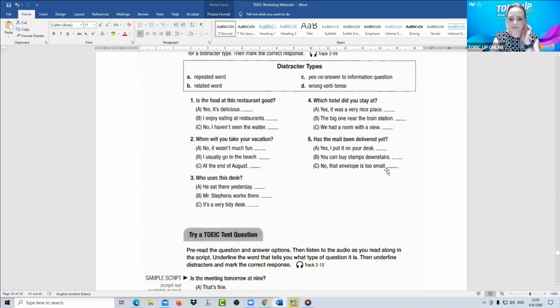C, no, the envelope is too small. Oh, yes, no. C. Yes, no answer to information questions. Is it? Are you sure that's a C? Has the mail been delivered yet? It's not an information question. It's a yes/no question. B. Related. It's completely wrong. When we have has the mail been delivered yet, they're trying to trick you with yes and no, because that's what you're listening for. It's a yes/no question, so you're listening for yes or no. And when you hear no, it's related to the answers you would hear for yes/no questions. Okay, but that envelope is too small. Related, envelope, mail. Yeah, they are related, but it's completely wrong.